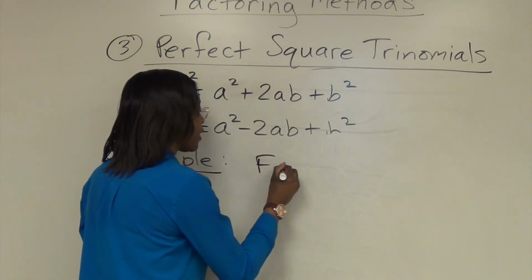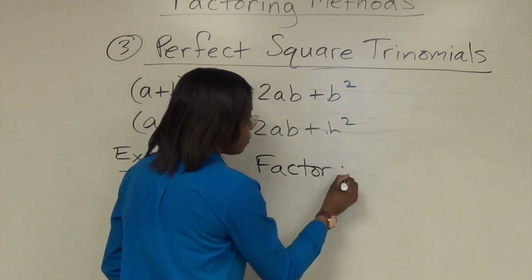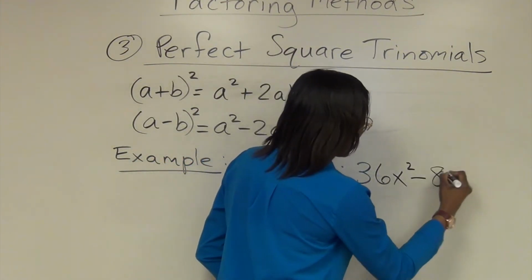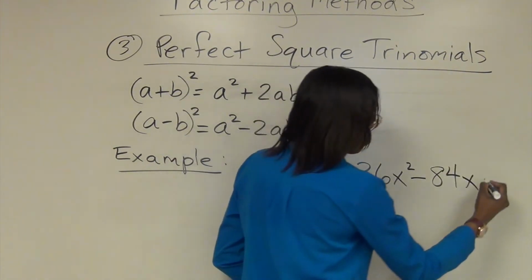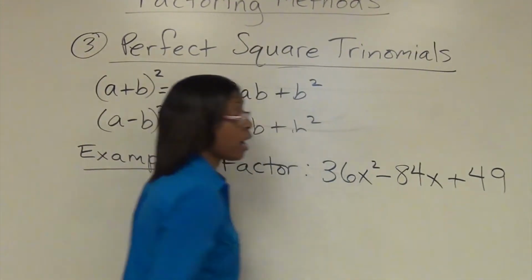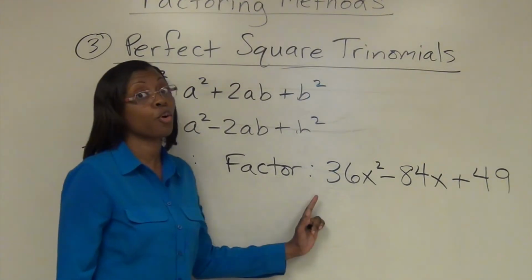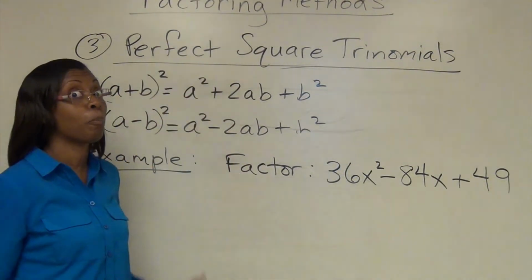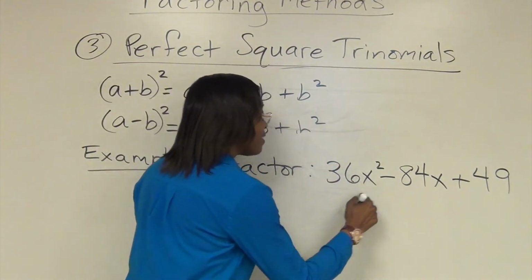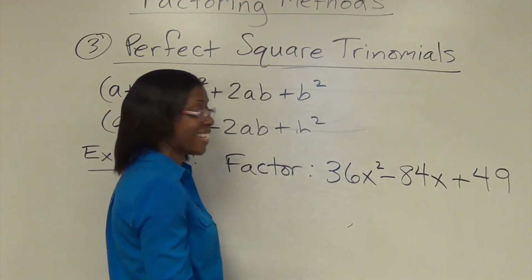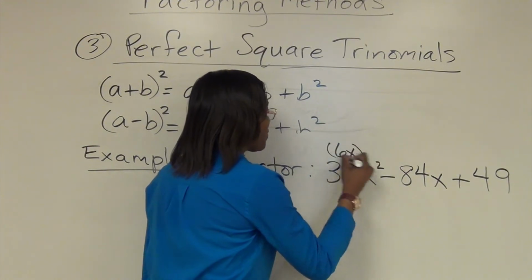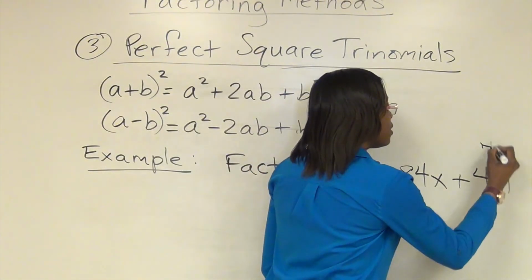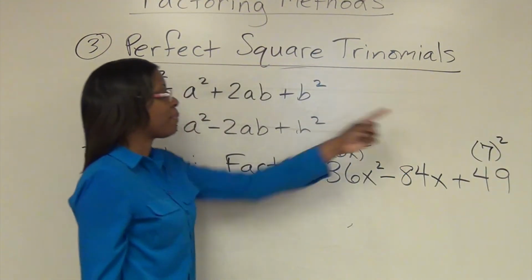We are going to factor again. 36x squared minus 84x plus 49. Wow, these are some big numbers. Now, if you tried to do those methods, slide, divide, you would probably be like, whoa, your brain is going to explode. So what's the square root of 36? It's 6x squared. And what's the square root of 49? It's 7. So this is a perfect square. They're both perfect squares.